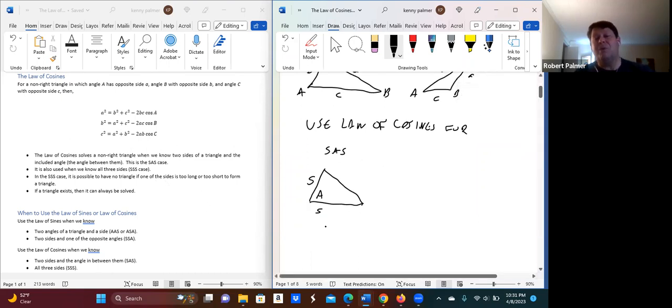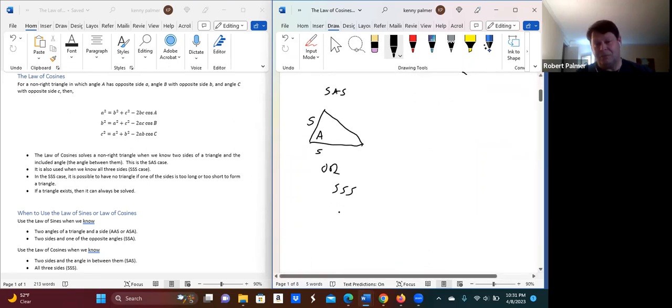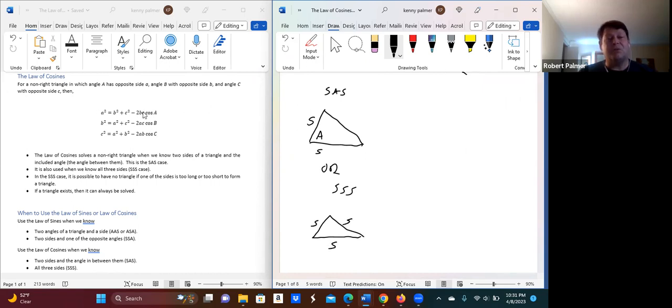It can also be used when we know all three sides. It's called the side-side-side case, as you can imagine. In that case, we simply know all three sides, but we don't know any of the angles. So what we have to do is either plug all the sides in and solve for the angle, or just solve each formula for the particular angle. You can do it either way. Now, in the side-side-side case, it is possible to have no triangle at all. Basically, if I simply give you three lengths, you can't necessarily make a triangle with that. It's possible one side might be too long or too short to actually have a triangle.